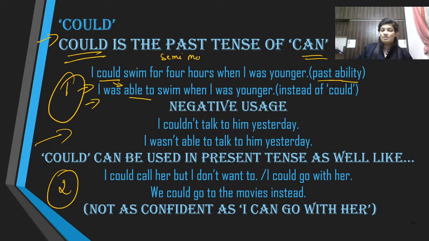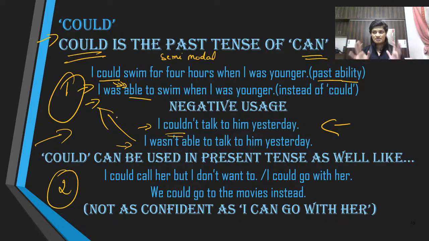It's a semi-modal, and instead of could, we can also use able to, which conveys the same meaning. In negative usage, we can say it like this. I couldn't talk to him yesterday. I wasn't able to talk to him yesterday. Obviously, we are talking about the past. Both of these are past abilities that we are speaking about. Here we are affirming and here we are negating. We are saying that in a negative way.